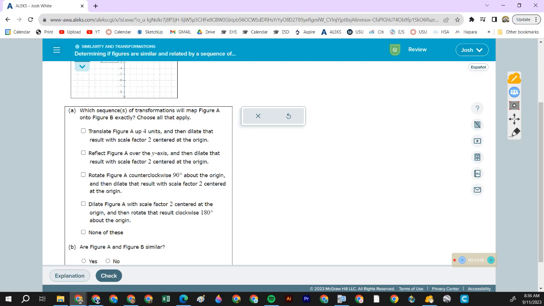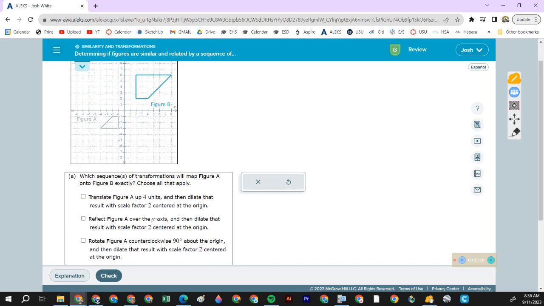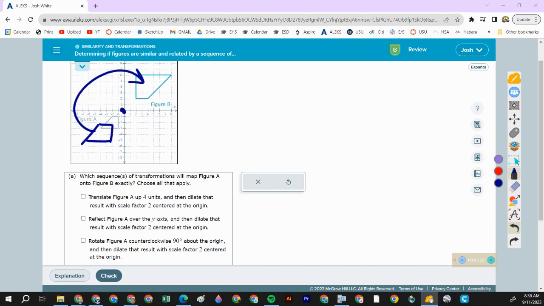Okay, so dilate with a scale factor of 2 and then rotate clockwise 180 degrees. So it's going to move twice as far here. And then it's going to spin it 180 degrees. That's the one.